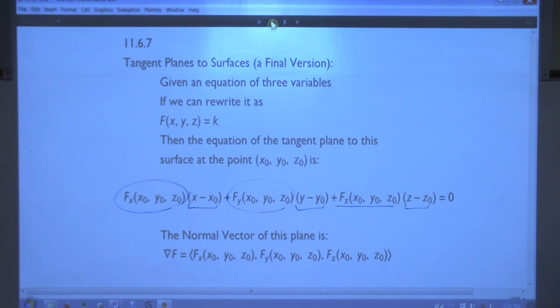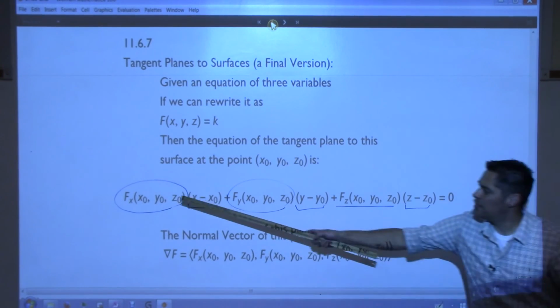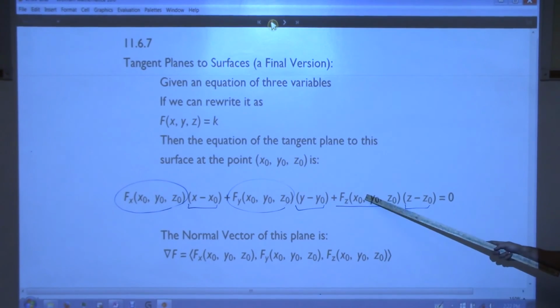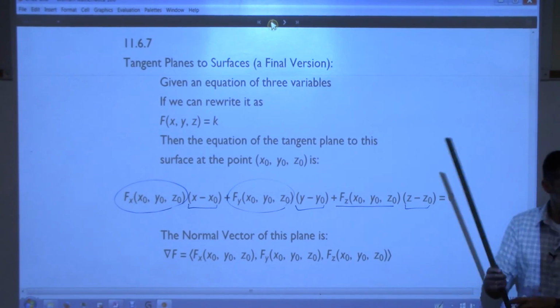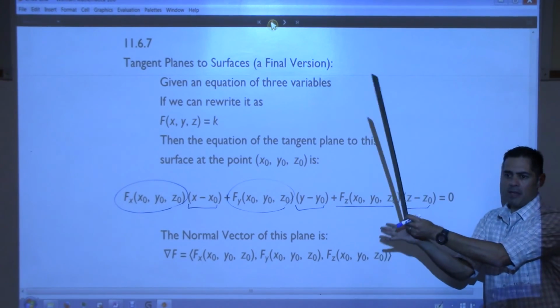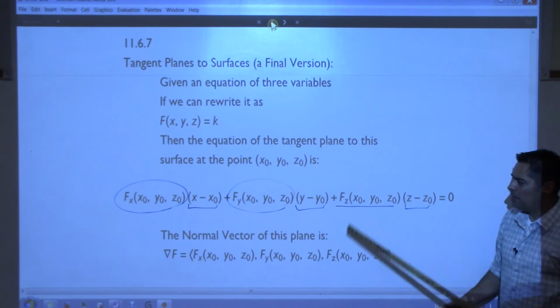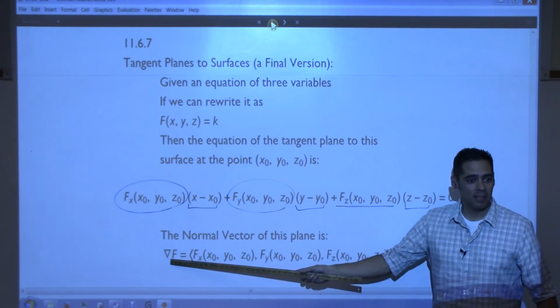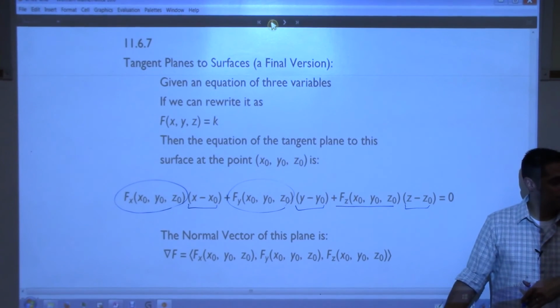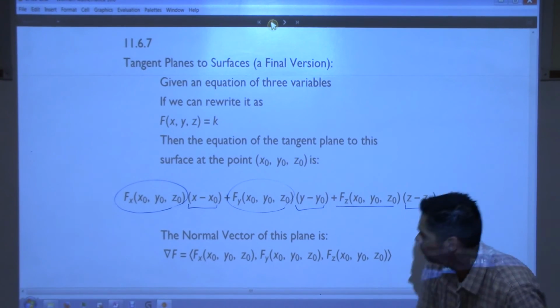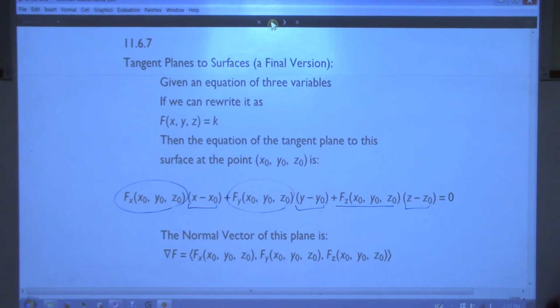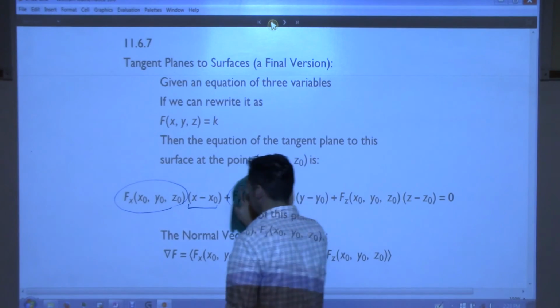It's this. It's the partial with respect to z. So this is the a, the b, and the c. So that's actually the normal vector of the plane. Remember the normal vector sticks out of the plane like this? So the gradient vector is the normal vector of the plane. That's what it is. All right, let's see if we can do one of these. I've got a little bit of time.